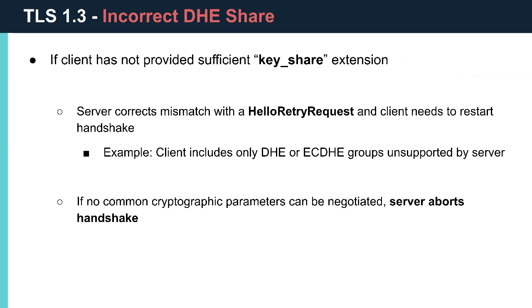So one thing that could happen is an incorrect Diffie-Hellman, a DHE share. If the client doesn't provide a correct key share extension or something in the key share extension isn't supported by the server, the server can reply back with a hello retry request that also contains the key share extension of what the server does support. And then the client can once again send its client hello back in a corrected manner. If there are no common parameters that are supported, the server can just abort the handshake.